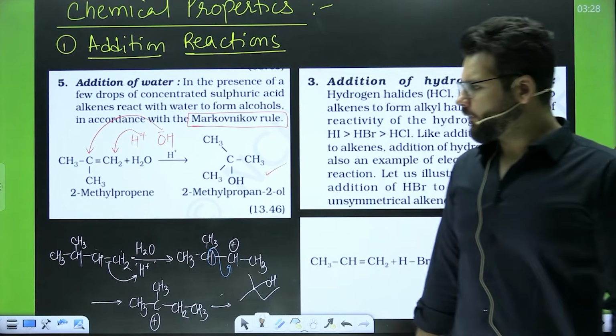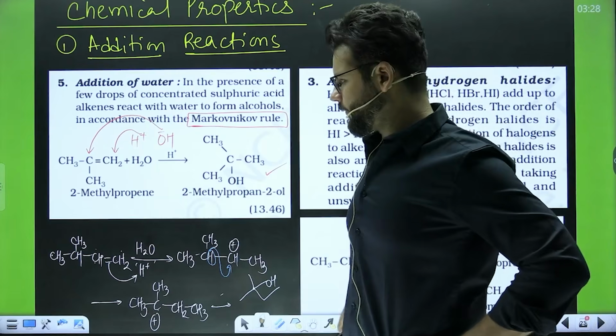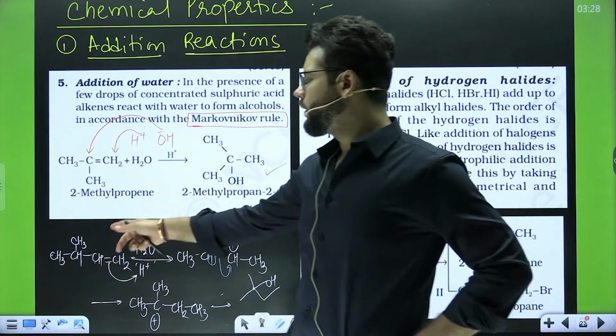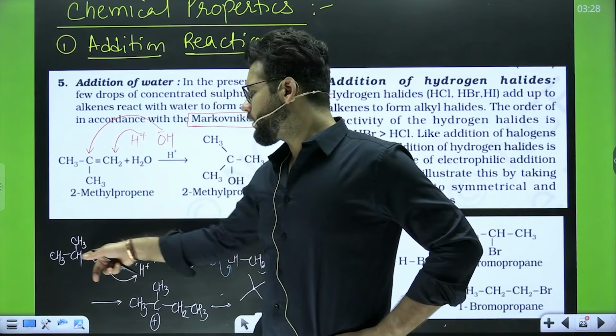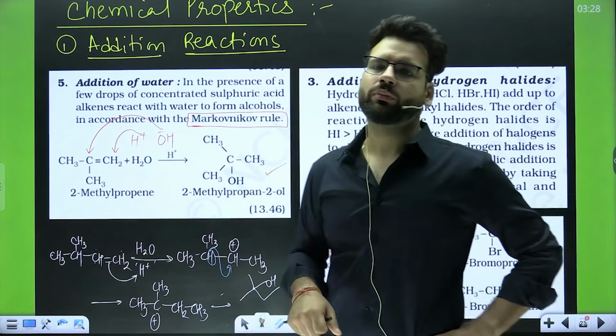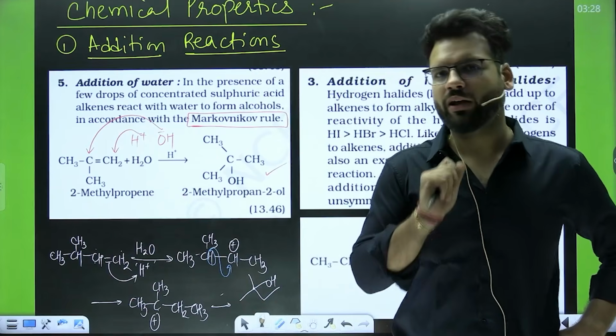If you did not know the shifting, then you might have just put an OH here, which would have given you a 3-methyl butanol, which is not the correct answer. The answer is 2-methyl butanol, which is the rearranged product. So take care of these things.